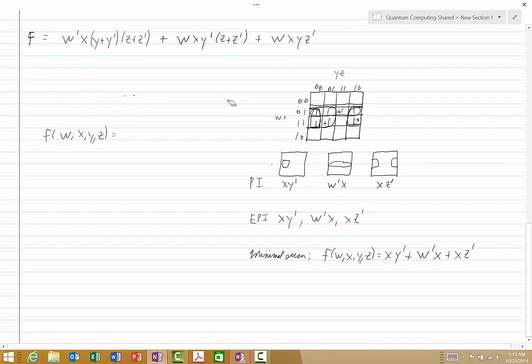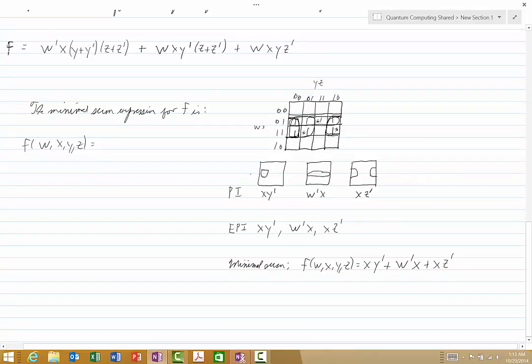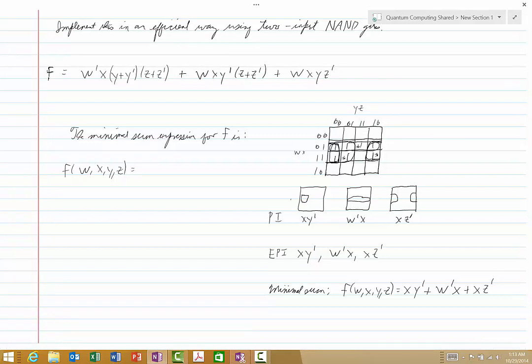But now then I don't have to say assume anymore. We'll say the minimal sum expression for F is, and we have F of WXYZ equals XY prime or W prime X or XZ prime.